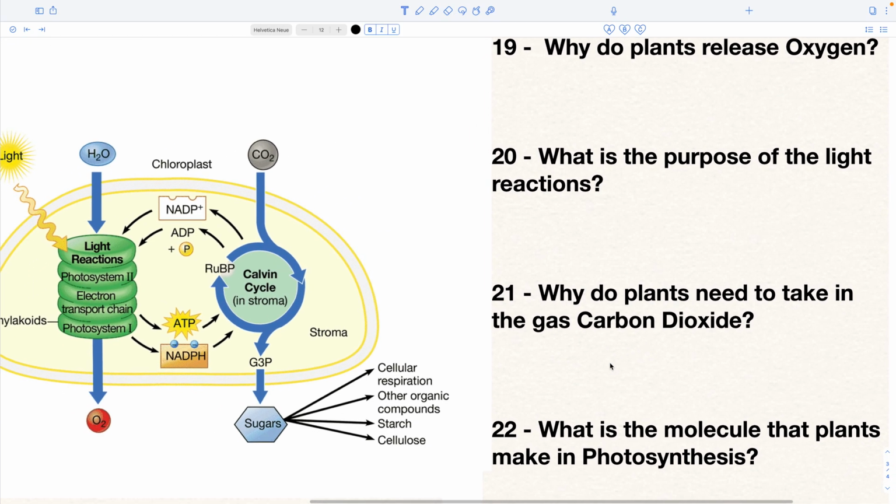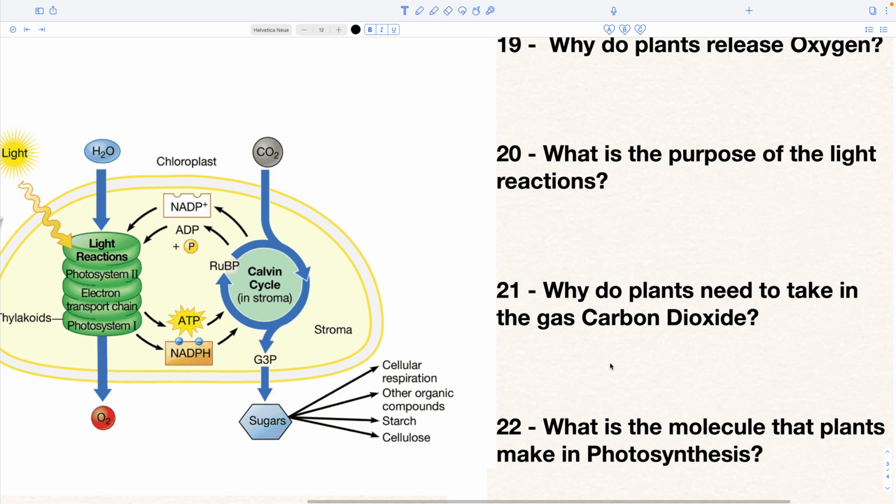Why do plants need to take in carbon dioxide? Hey, that's the raw material to make sugar. If you're a company that makes a widget, you have to have the steel or the plastic, whatever you're going to make it out of, come in the back door of your plant, and then the front door, you've got your product all boxed up. So the raw material for question 21, and this is the raw material for sugar.